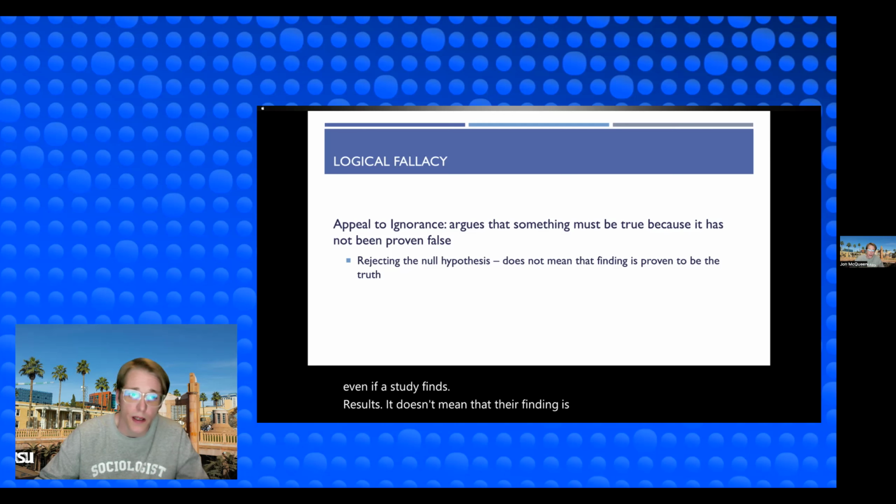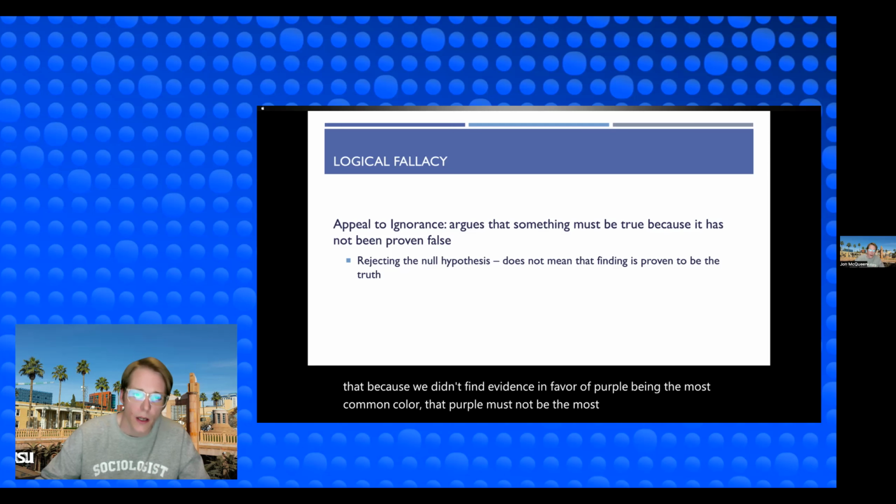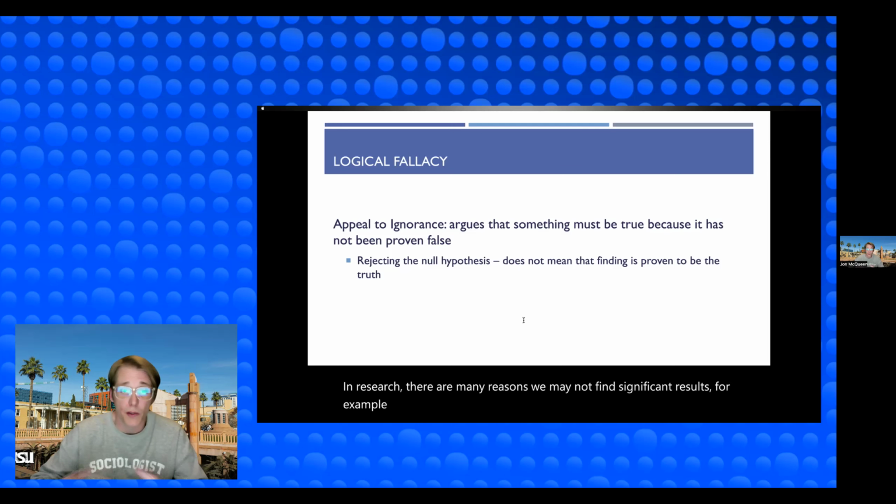So it's important to remember that even if a study finds significant results, it doesn't mean that their finding is proven. On the flip side, if our color study found evidence that purple is not the most common favorite color, then we could say that we fail to reject the null hypothesis. In this case, people may still fall into the appeal to ignorance fallacy by assuming that because we didn't find evidence in favor of purple being the most common color, purple must not be the most common favorite color. Just because we didn't find the evidence to support our belief doesn't mean that the belief is incorrect. In research, there are many reasons we may not find significant results. For example, we may have had too small of a sample or used data collection or sampling methods that were flawed.